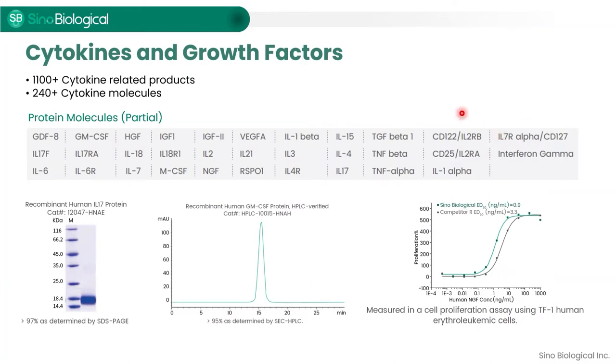Sino Biological also offers about 1,100 cytokine-related products and more than 240 cytokine molecules, including growth factors, cytokines, chemokines, interferons, and interleukins. These products are featured with high purity, high batch-to-batch consistency, and most of the products are animal-free.